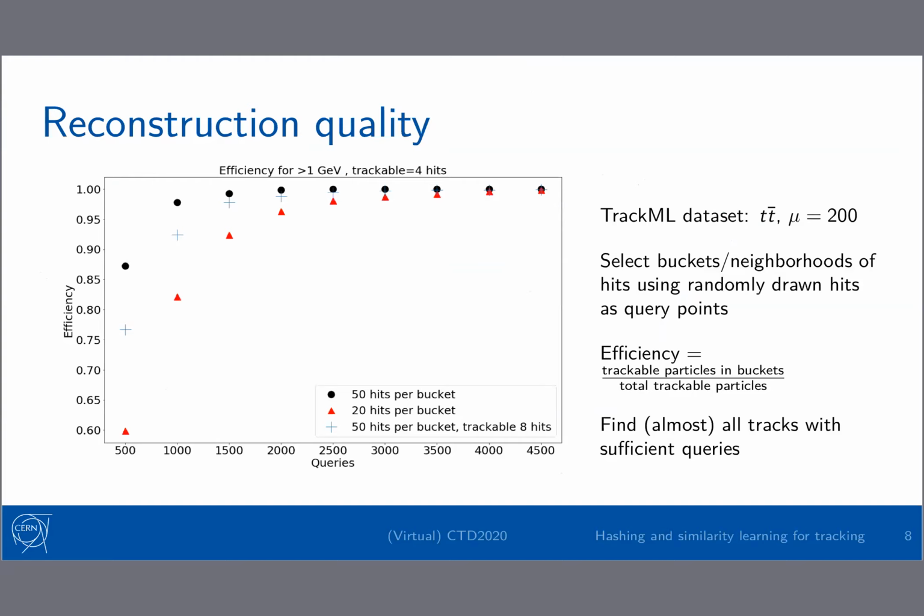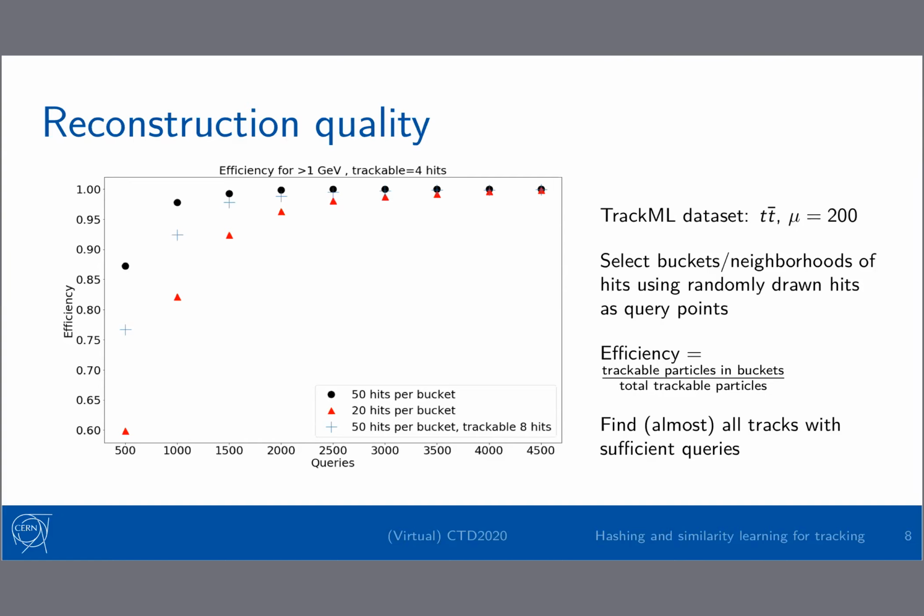This is a plot of the tracking efficiency. The data that we were using was from the TrackML dataset, which is a ttbar collision sample with a pileup of 200 with a semi-realistic detector around it. You select the buckets using randomly drawn hits: you pick a random hit from the available hits and look for its neighbors. Then you define the efficiency by counting how many trackable particles exist in the buckets that you've seen so far, over the total number of trackable particles. By trackable, we mean particles above 1 GeV which have at least 4 hits, because from ATLAS we know that if you have a seed with 4 hits, you can complete it almost all the time. As you increase the number of queries, you get reasonably high efficiency already after a few thousand queries.